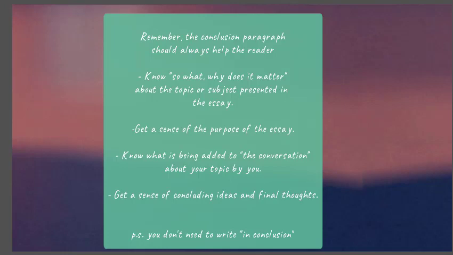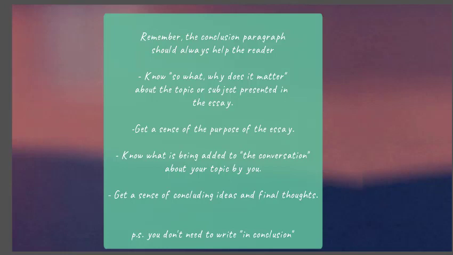The reader should also know what is being added to the conversation about your topic by you. In other words, it should be made clear in the conclusion paragraph how you've added to the ongoing conversation that is your topic or subject. So whether that's reiterating some information, making your point highlighted, or the call to action, whatever the call to action is, it should be the new layer or added knowledge that you're providing in the conversation.